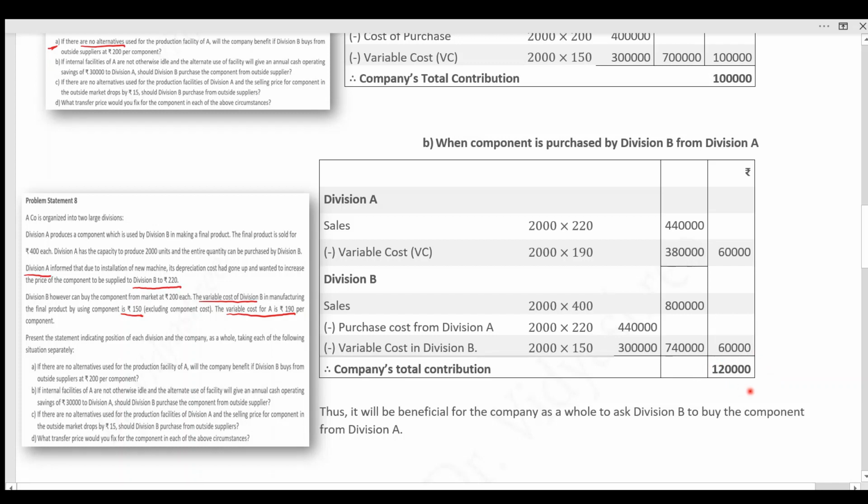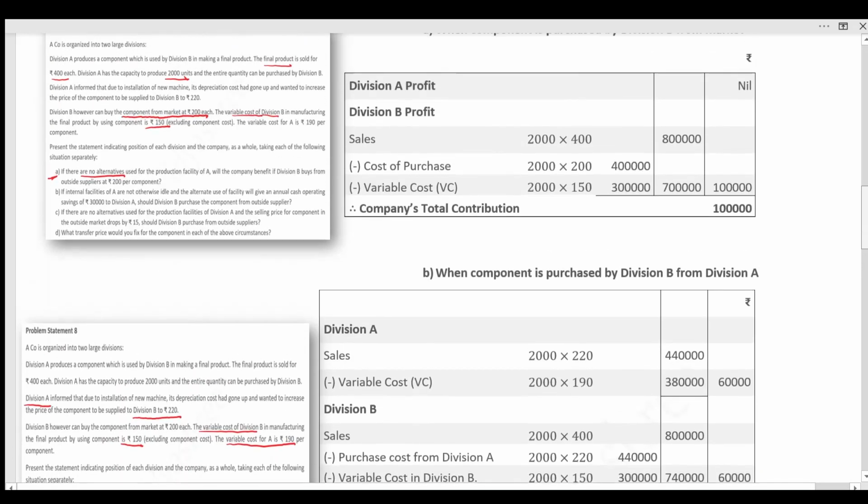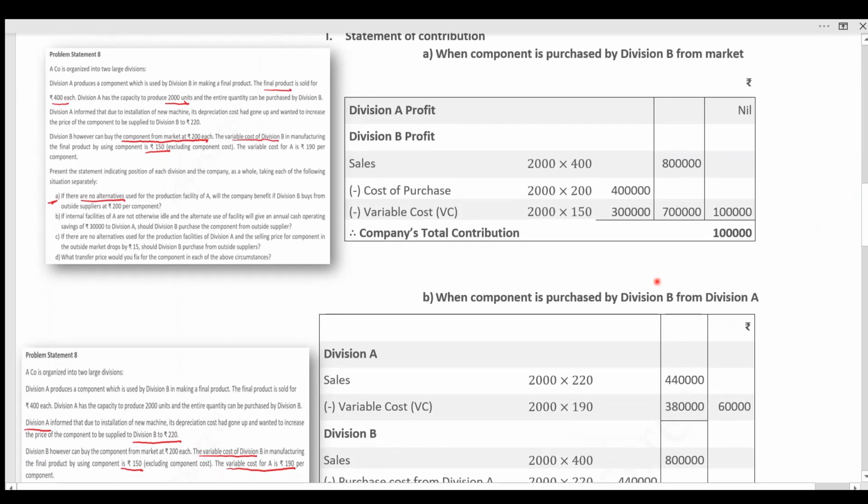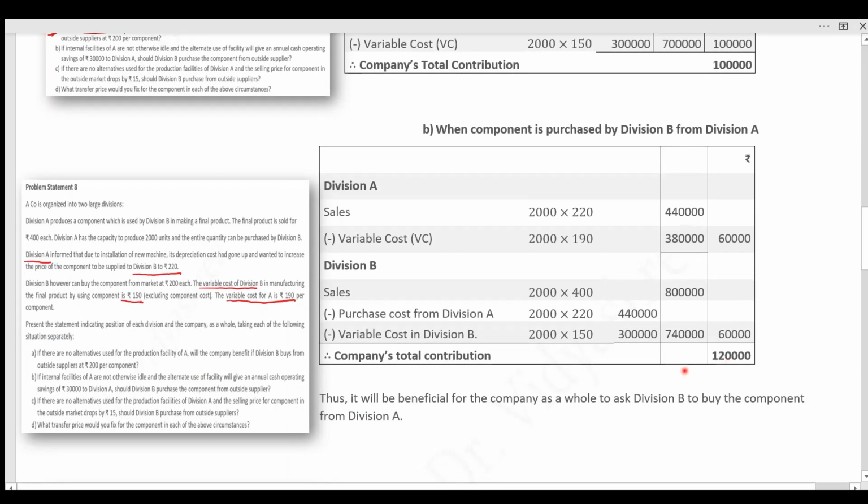So that is 1,20,000. Now, when you compare both situations, that is when the component is purchased by division B from the market, as well as when it is purchased from division A, what is the difference in the contribution? From the first situation it got 1 lakh, second situation is 1,20,000. Obviously it is better and beneficial for the company where division B can buy the same component from division A instead of making a purchase from the outside market.